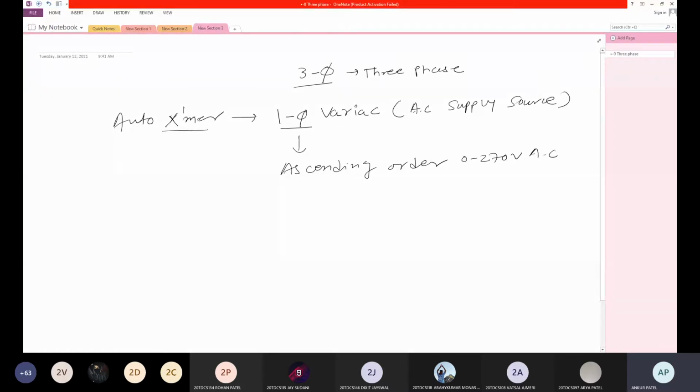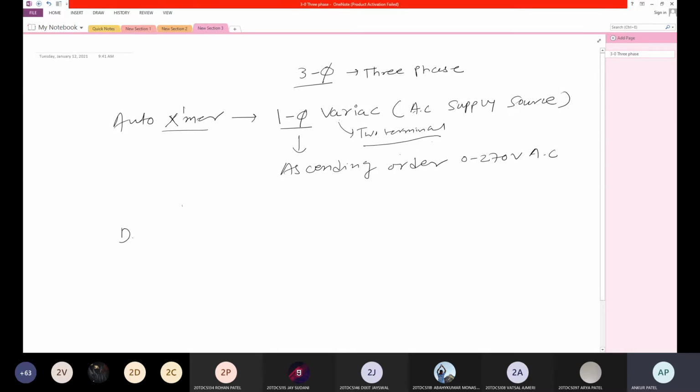Suppose you want to perform any circuit, then you can't use directly from the supply, because there will be some fluctuation. So from the main plug you can connect this single phase variac, and the single phase variac has two terminals. By connecting these two terminals, positive and negative, or 0 to 230, you can take this AC supply. So it is called the AC supply source.